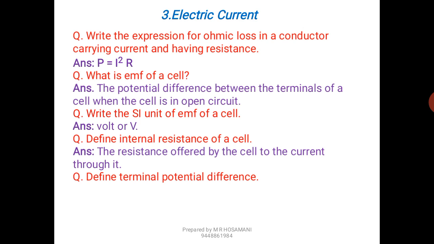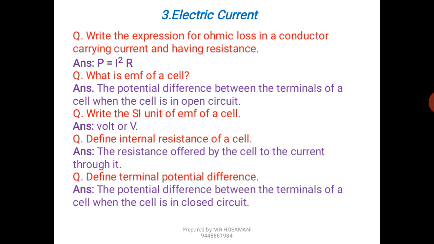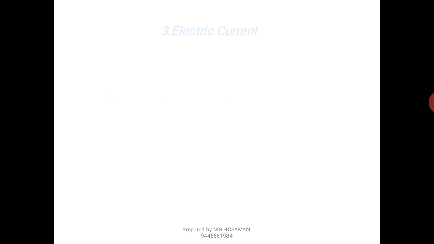The next question, define terminal potential. So the terminal potential is the same as the EMF, but the difference is you have to measure the potential difference between positive and negative terminal of the cell when the cell is in use or the circuit is closed. The potential difference between the terminals of a cell when the cell is in a closed circuit. Cleared? Okay.